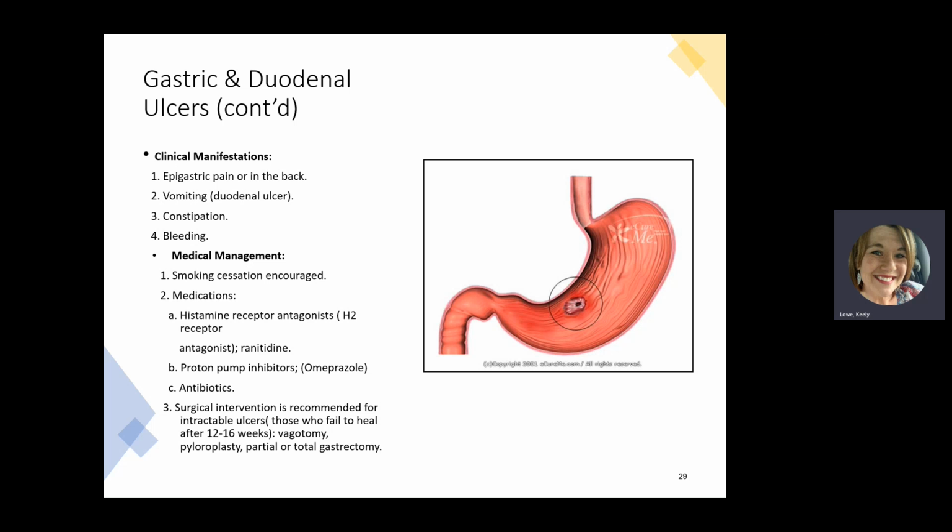Those who fail to heal in about 3 to 4 months of treatment, again, that means the ulcer is getting bigger and bigger. So they can do something called a vagotomy. Anytime you see an otomy, it's a removal of something. They can remove part of the stomach. They can remove part of the small intestine. And that's if ulcers have deteriorated so much and gotten so big that they're just not healing.